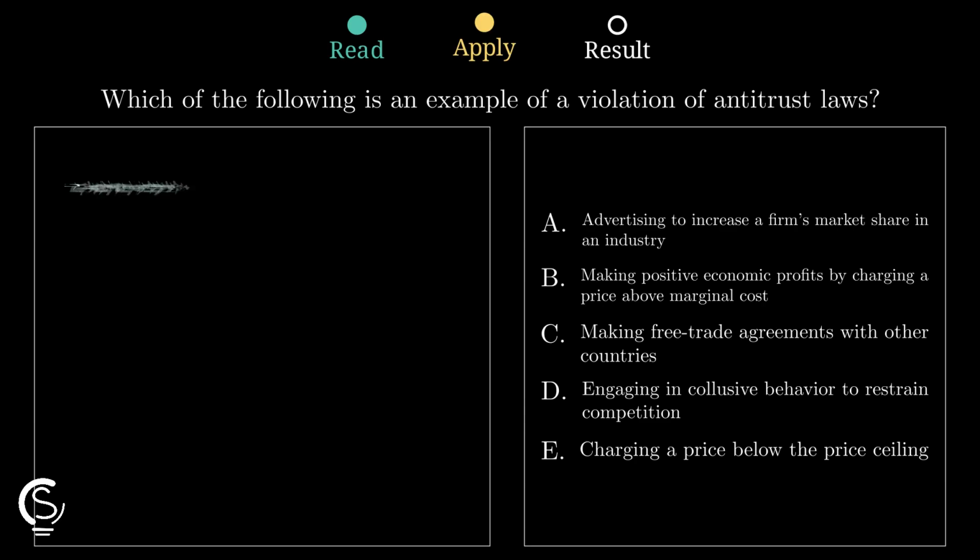Engaging in collusive behavior, such as price fixing or secret agreements between firms, directly undermines the competitive process. This behavior is a clear and major violation of federal antitrust statutes.